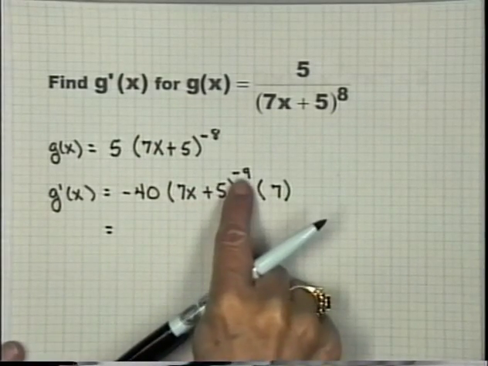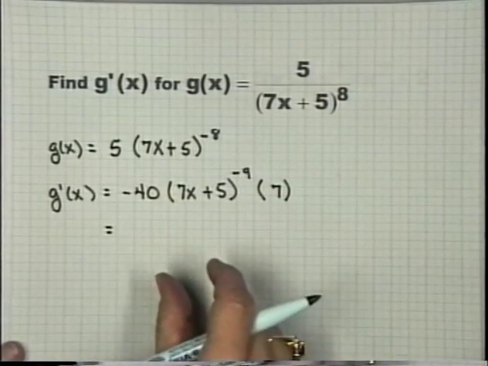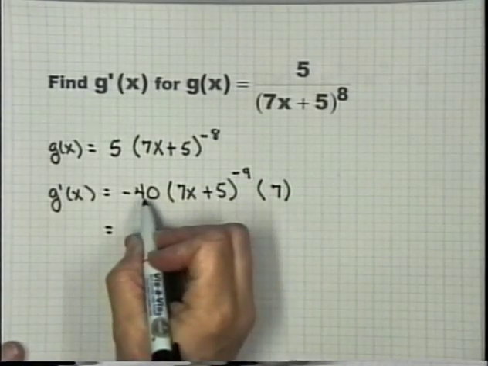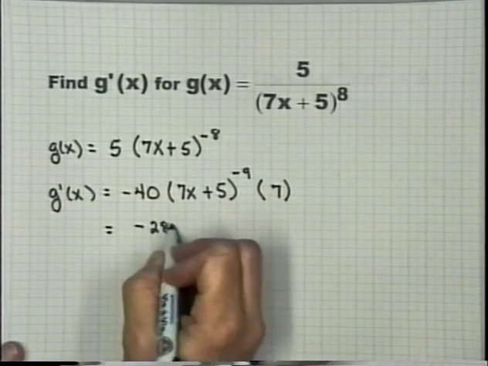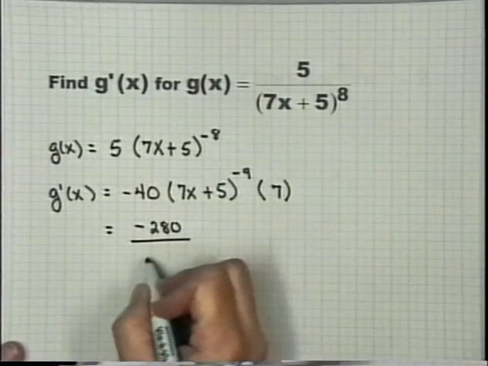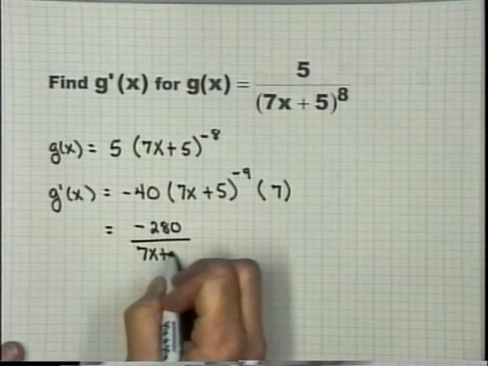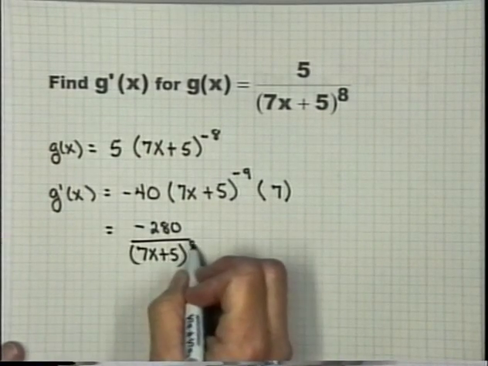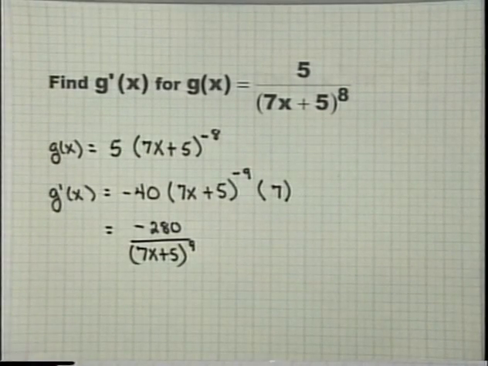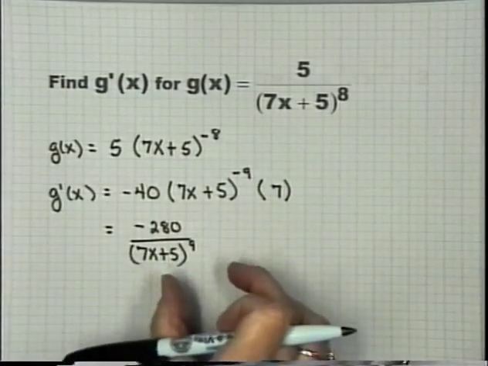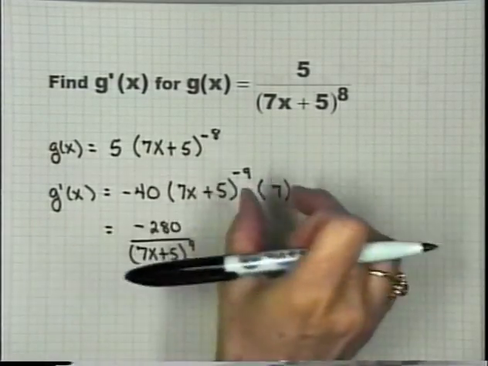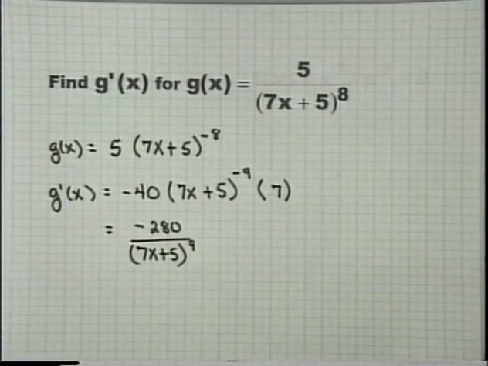Remember, this quantity that has the negative power, we want to flip over and put it in the denominator. So negative 40 times 7 is negative 280. And then we're going to flip this down on the bottom, (7x plus 5) to the 9th power. Now, I might want to mention here, just remembering your rules, as long as these are all multiplied together, then this will just come down and it will end up being underneath the things that are not moved underneath.